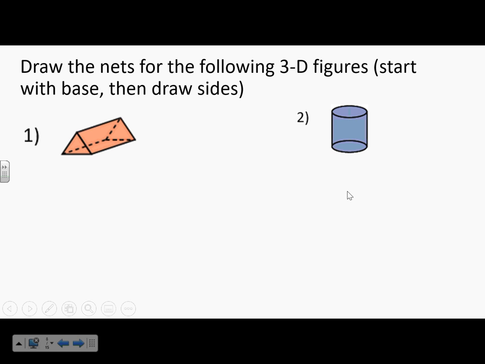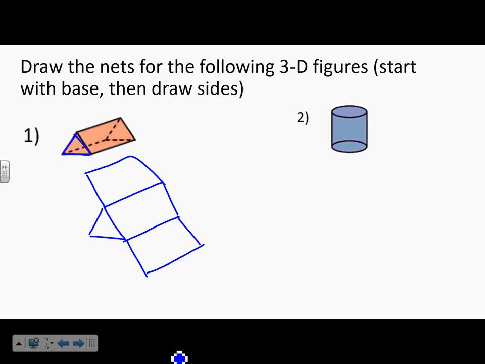Now, I will also say, keep in mind that there are several different ways to draw these prisms, so there's not just one right answer. So what I would do for this one, the base is a triangle, so I would start making my triangle. And then all the sides are rectangles, and there's 3 of them, so here's a rectangle, here's a rectangle, and here's a rectangle.